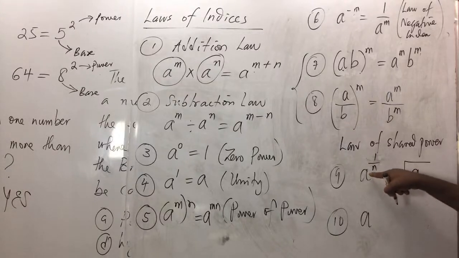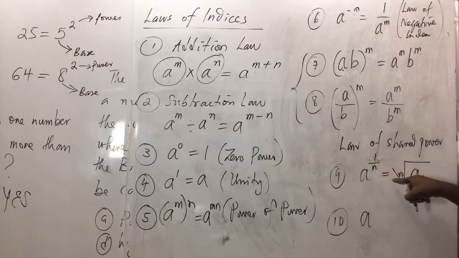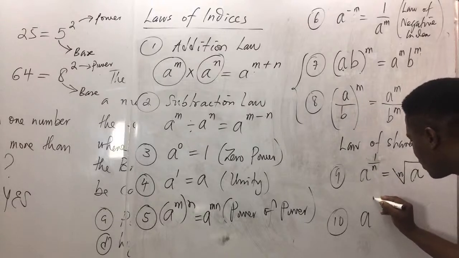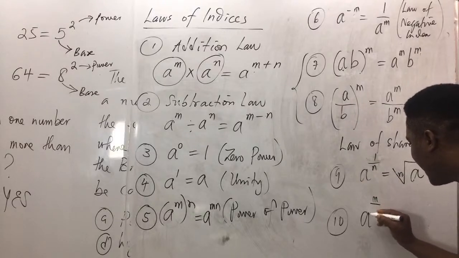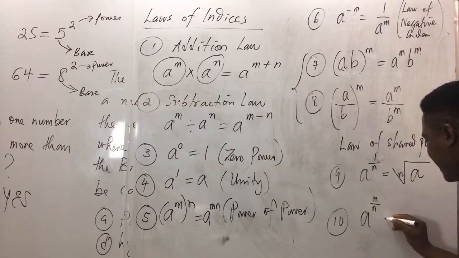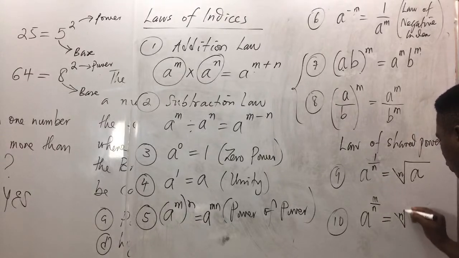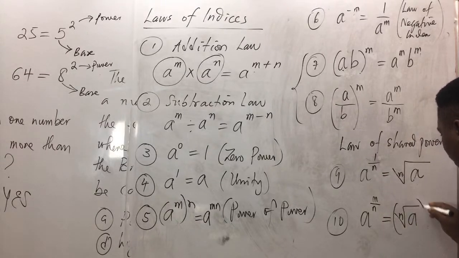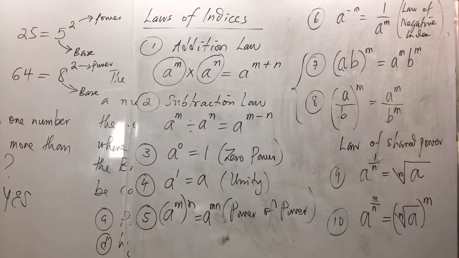So notice that this is a raised to power 1 over n, giving us the nth root of a. Now, the second variation of this law says that a raised to power m over n is equal to the nth root of a all raised to power m. So these are the 10 laws of indices.